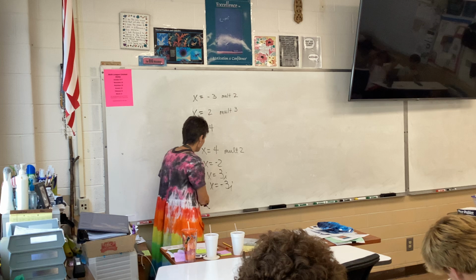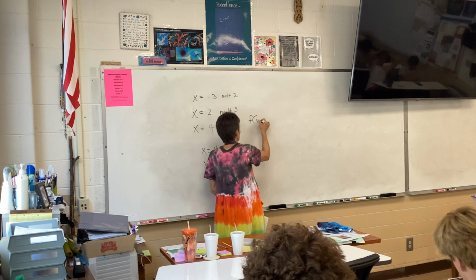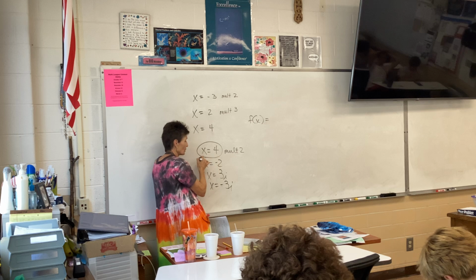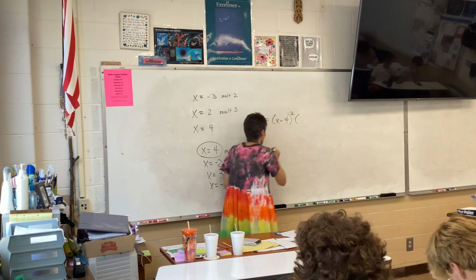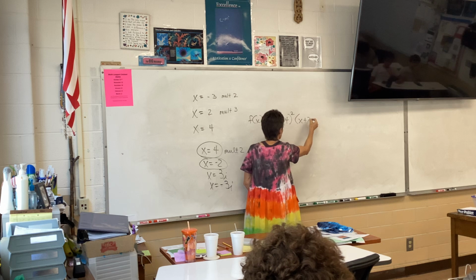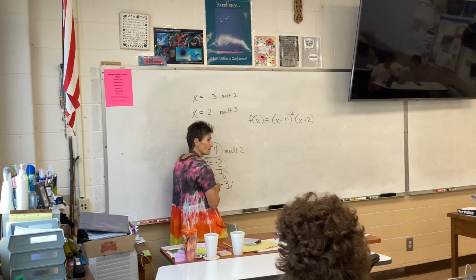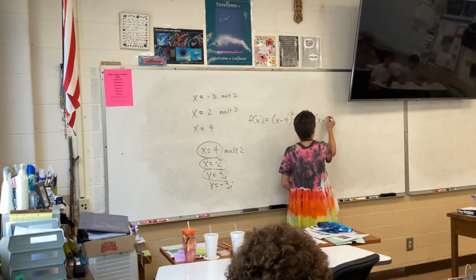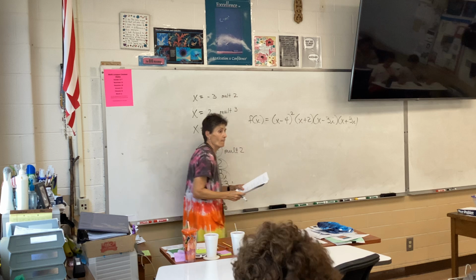Write an equation for this polynomial in factored form. What would this factor look like? X minus 4 squared, beautiful. What would this one look like? X plus 2, just x plus 2. What would this look like? X minus 3i and x plus 3i.